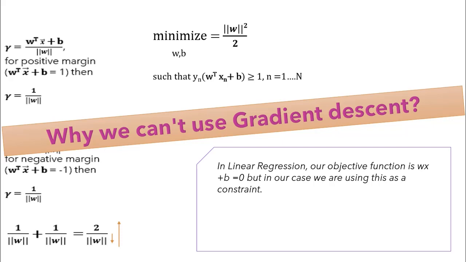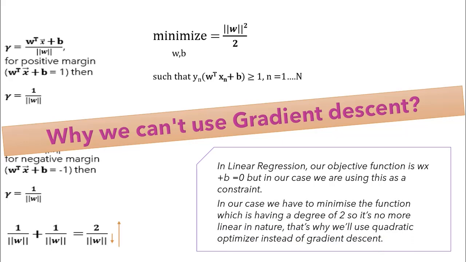So guys, for solving this equation, we need a quadratic optimizer, as we have to minimize the square of the norm of W over here, which is not linear anymore. So guys, still we are looking at linearly separable data. Whatever we have studied till now will apply only to linearly separable data.